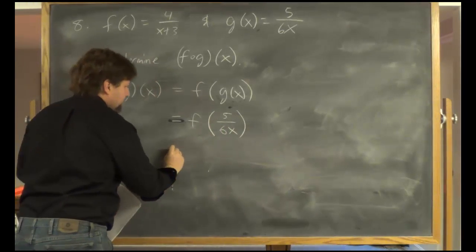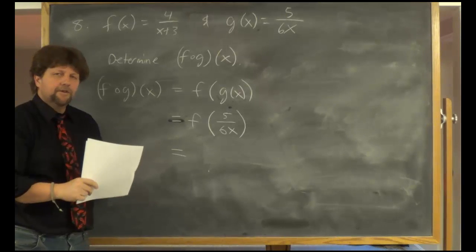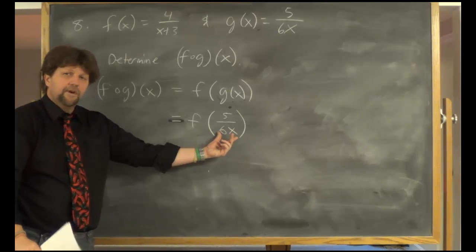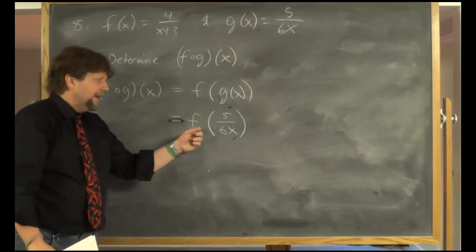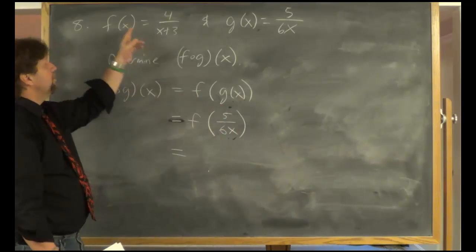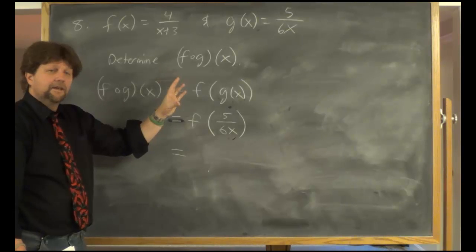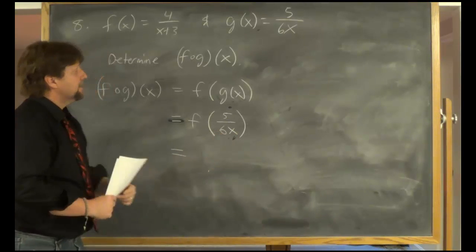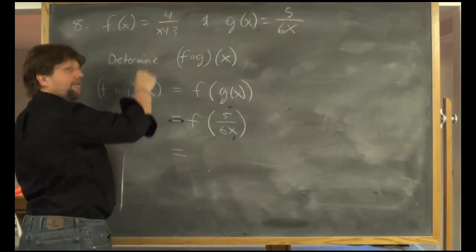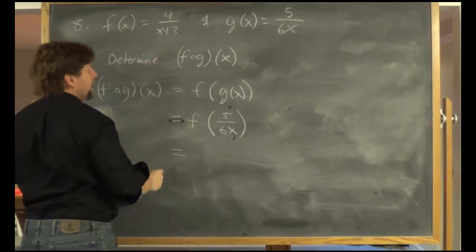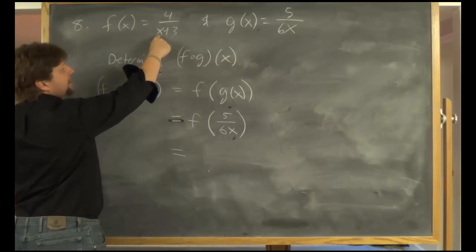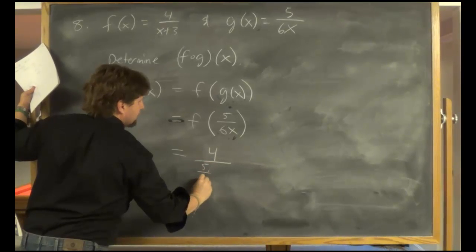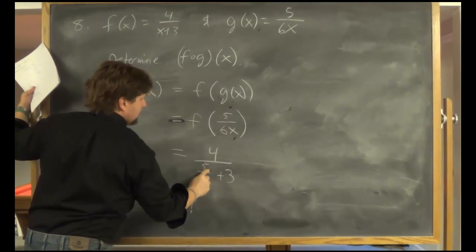Now we're evaluating a function. The way you always evaluate a function is you take whatever it is in here and you toss it into whatever the function is for the variable x. I mean, if this said the f of 2, you would take 2 and put it into function f wherever you see an x. This says the f of 5 over 6x. So we take 5 over 6x and we toss it into function f wherever we see an x. Well, that's the only x, so we take 5 over 6x and put it in here for x, and that gives us a 4 over 5 over 6x plus 3.